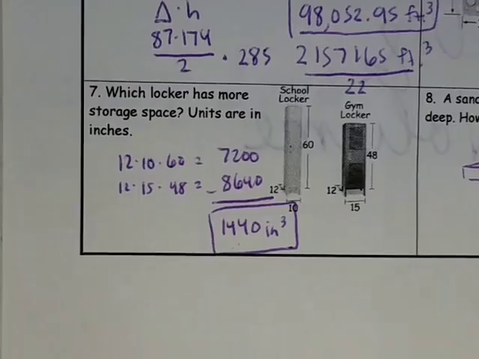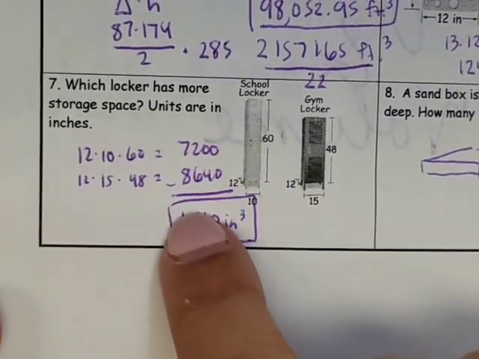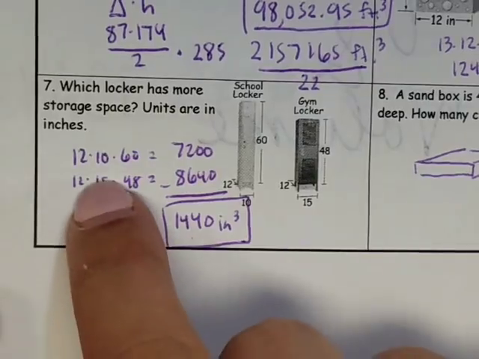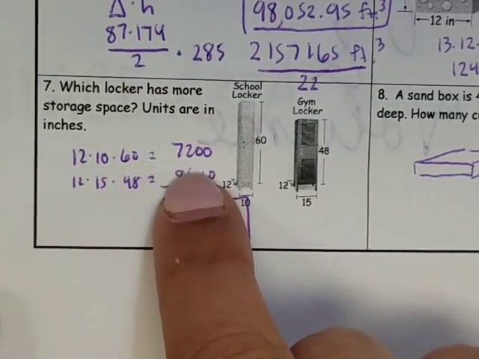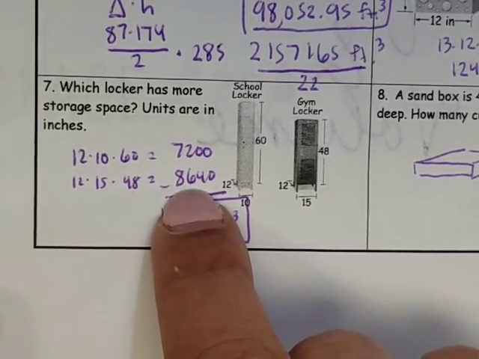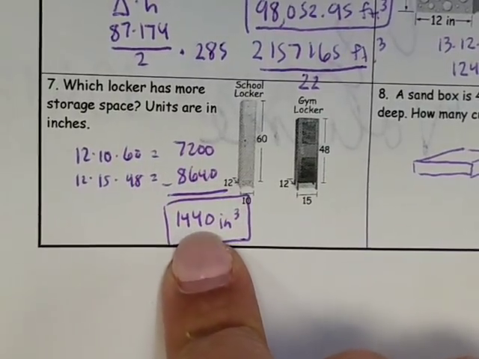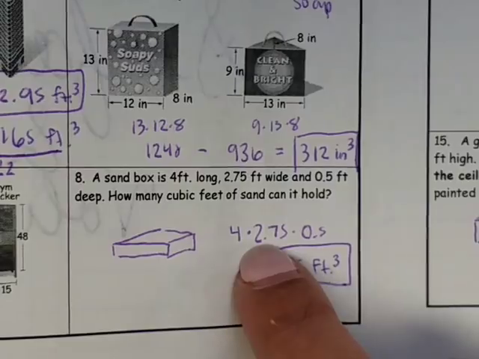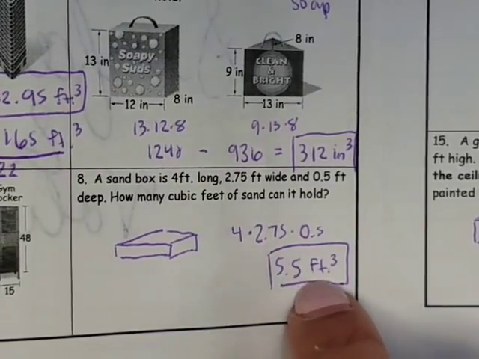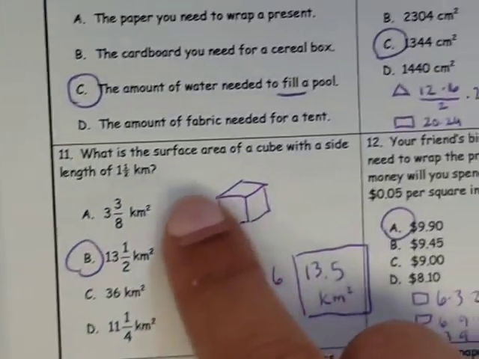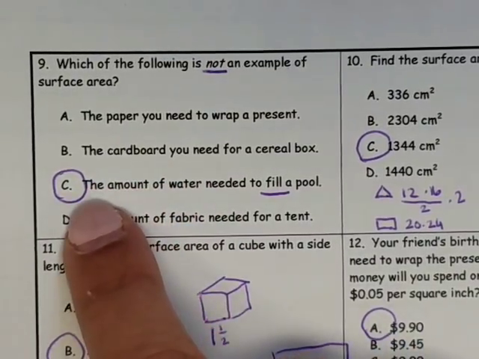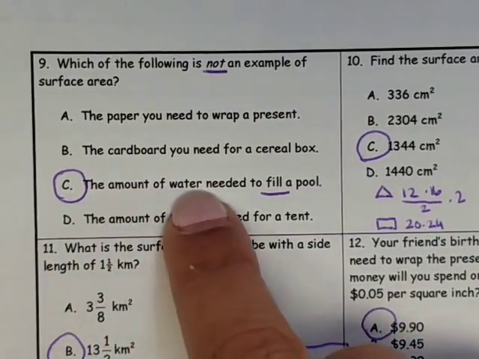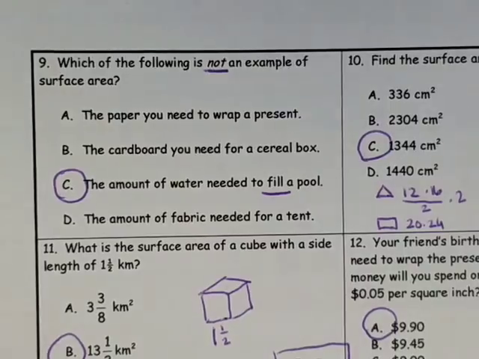All right, the answer to number 7 is 1,440, because for the first locker I got 7,200, and for the second locker I got 8,640. So the difference was 1,440 inches cubed. For the sandbox, I did 4 times 2.75 times 0.5, and I got 5.5 feet cubed. And then over here, number 9, I got C, because that is an example of volume, not surface area.